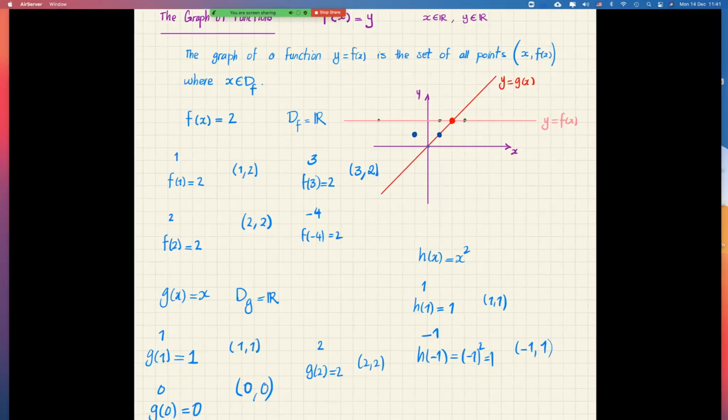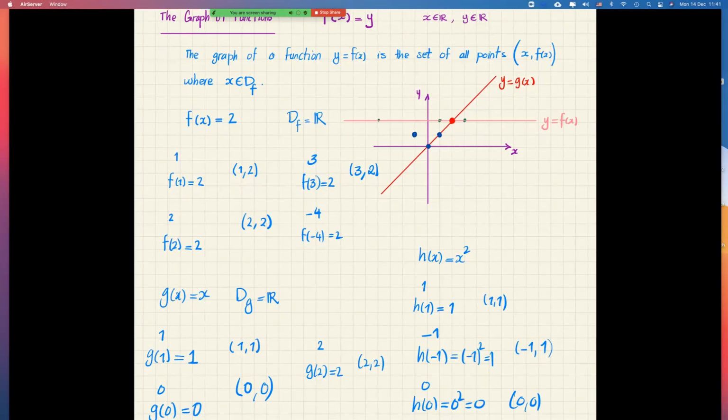Let me, for example, choose 0. If I choose 0, then I calculate h of 0. It is 0 to the power 2, which is again 0. So (0, 0) is also a point that should be highlighted. So the origin is also here.